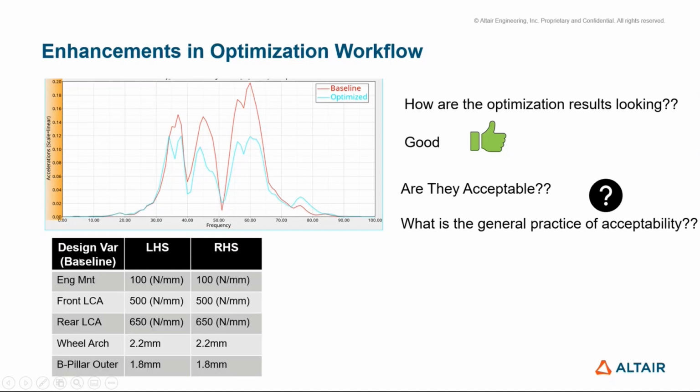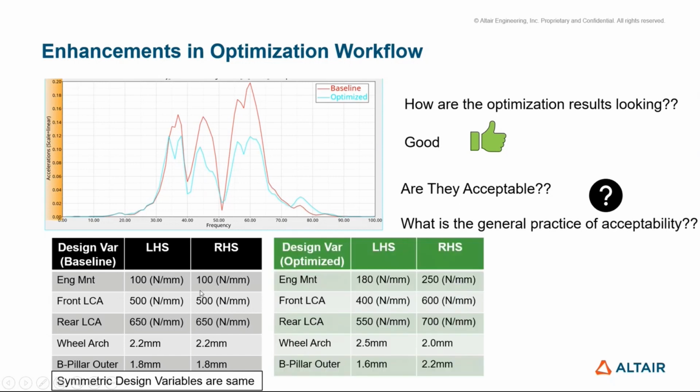These are some of the design variables which were used for optimization. This is just a very short list for representation. There were many other design variables used. So if you see all the symmetric design variables, for example, engine mounts, LCA mounts, rear LCA mounts, some thicknesses, for example, wheel arch on the LHS and RHS side, B-pillar outer panels on the LHS and RHS side, all these symmetric parts have the same values, right? And we gave this for optimization, and these are the optimized values. And you see that the values on the LHS and RHS side have changed.